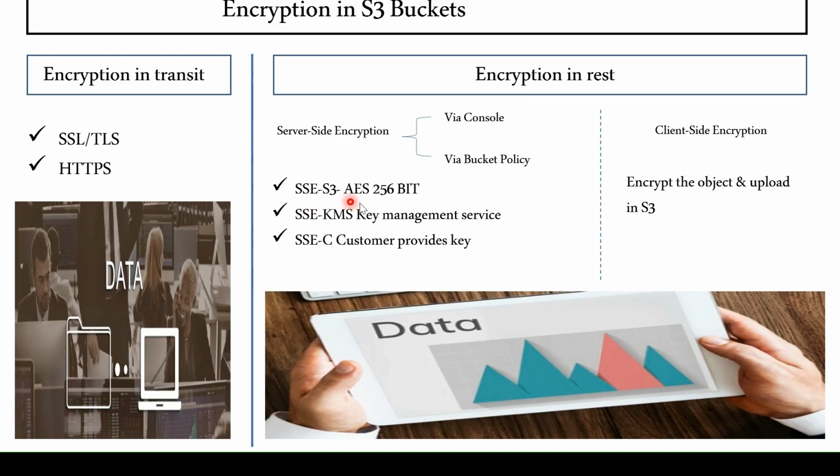So these are different methods to apply encryption inside the bucket. One is SSE-S3, which follows AES 256 bit. Then we can use Key Management Service for encryption, which is provided by AWS, or we can use a customer provided key to encrypt the data inside S3 buckets. Now, the other one is client side encryption, where we encrypt the object and upload. So here we should encrypt the objects before uploading them. So this is all about encryption.